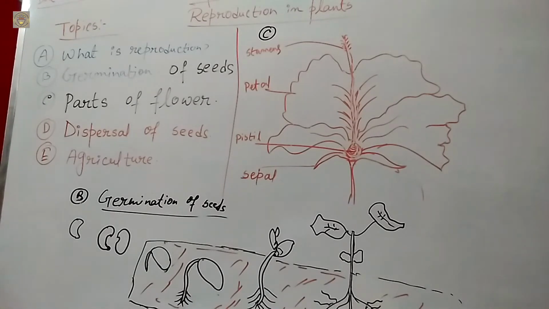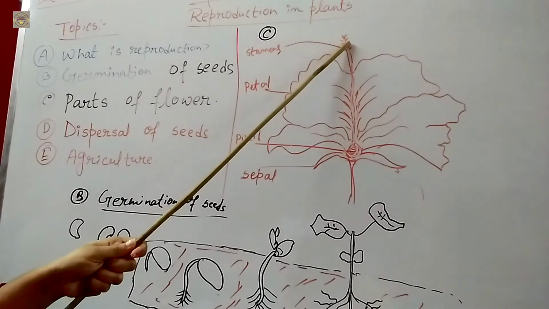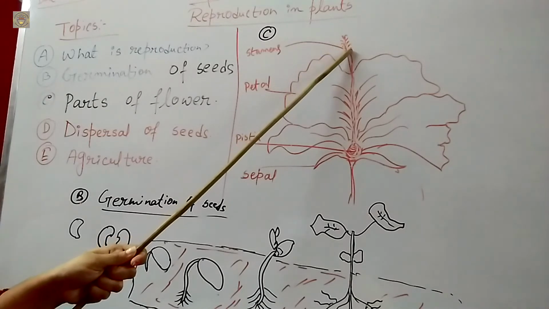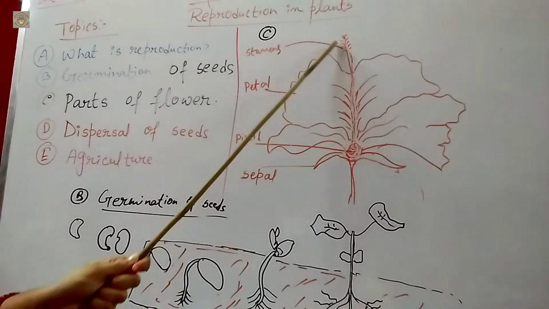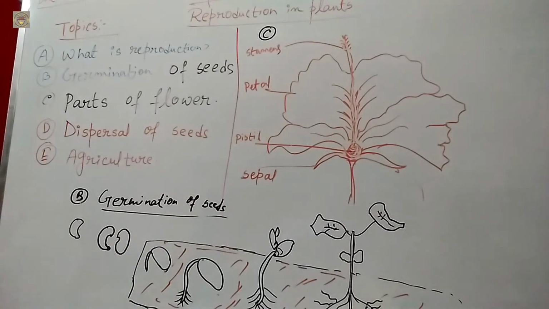Now we see how pollination occurs. Pollination occurs when the pollen meets the pistil. These are pollen grains, and when they meet the pistil, that means this part, then pollination occurs, and as a result fruit is born.